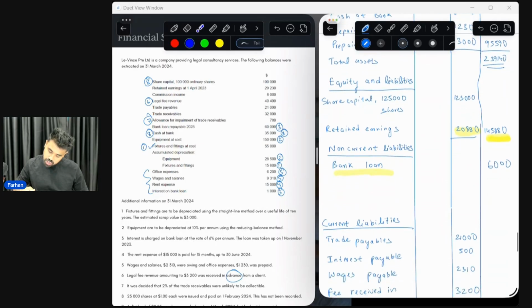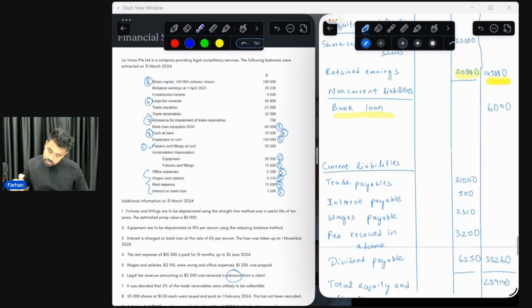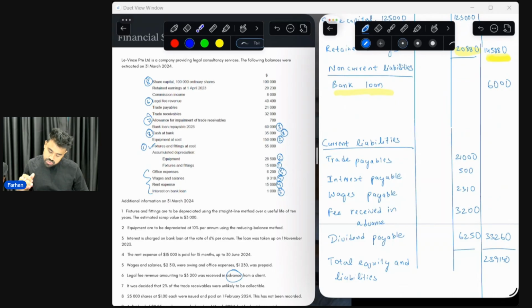Which is what you can see in the list, okay? Then we include the current liabilities, starting with the trade payables of 21,000, who are the credit suppliers of the business. Then we include interest payable of 1,500, which is the $1,500 in the expense minus the 1,000 that we have paid. Then we have wages payable of 2,310, and then fee received in advance of 3,200. Then we have dividend payable 6,250. The reason this is payable is because we have declared it. We haven't paid it, okay? And when you add all these amounts for current liabilities, you get 33,260.